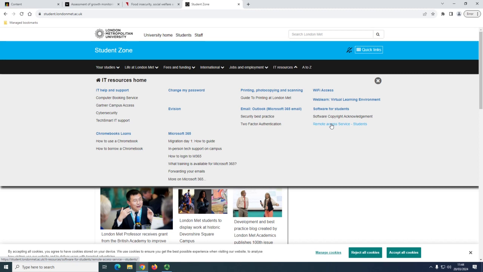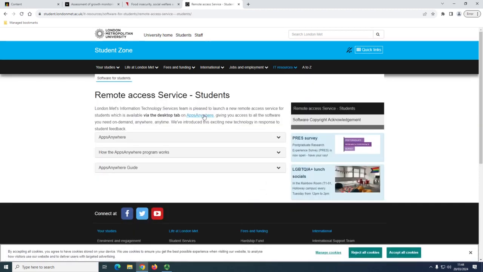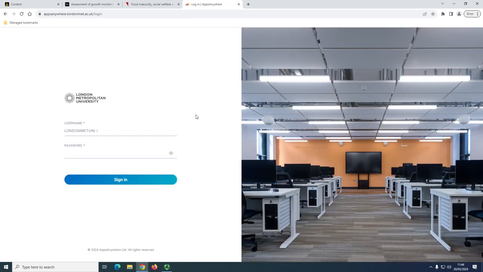Yeah. Cool. When you're on that page, and to catch up with the class now, there's a link here somewhere in the text that says Apps Anywhere. They've hidden it quite nicely for some reason. That's just what they've done. So you click on Apps Anywhere, and that will take you to a login page that looks like this.